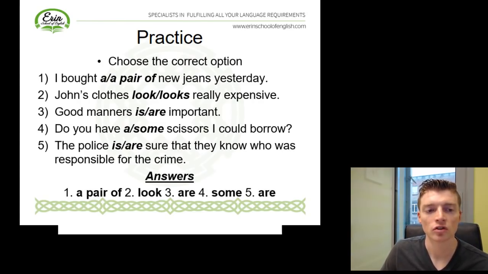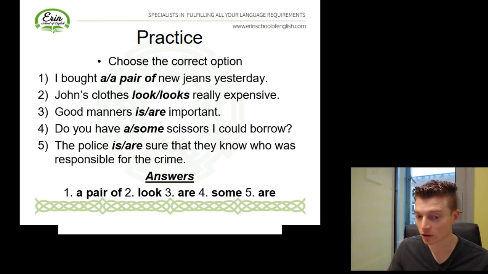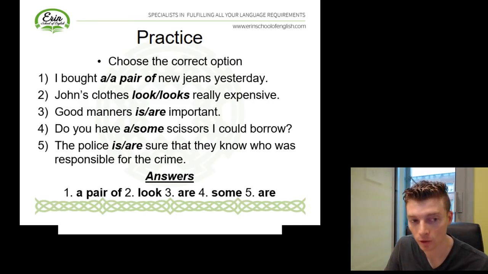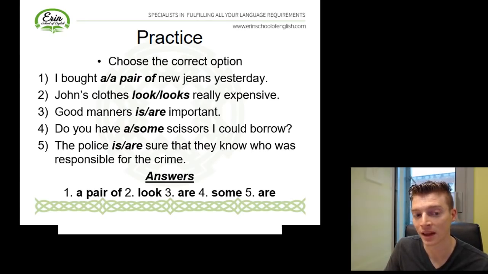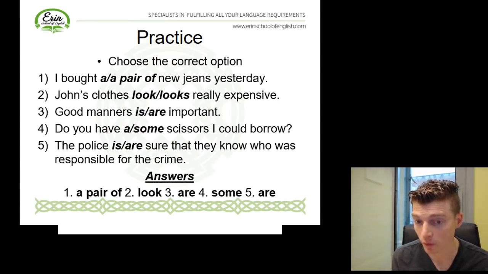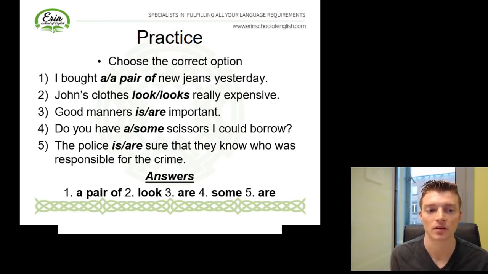Number 2, John's clothes. So clothes, another plural noun, we need a plural verb. So John's clothes look really expensive. They look. Plural noun, plural verb. Number 3, good manners are important. So again, manners is a plural noun. We need to use a plural verb. And of course, manners refers to how polite people are, using words like please, thank you, etc.